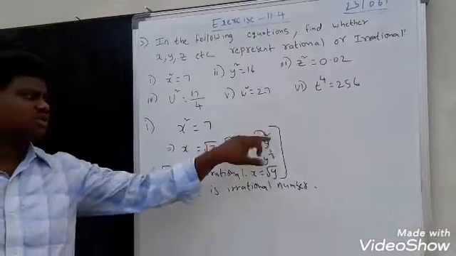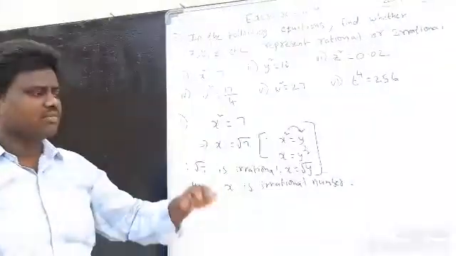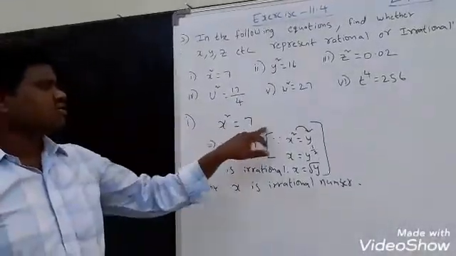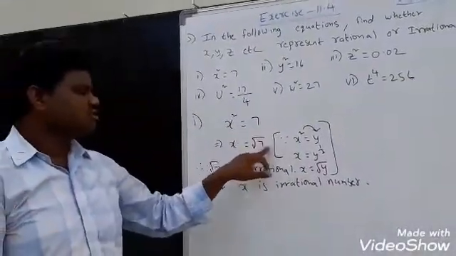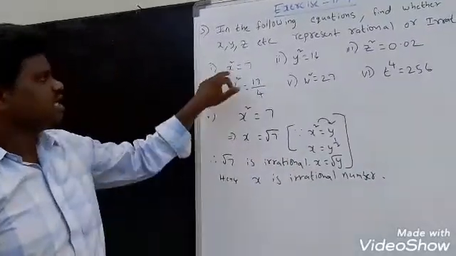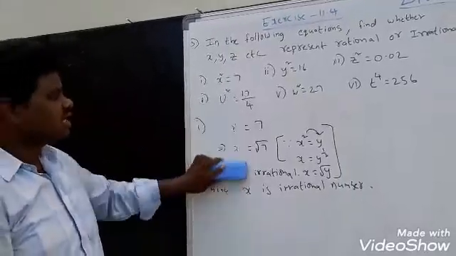That means the power shifts to its reciprocal: 2 becomes 1 by 2, 3 becomes 1 by 3. So here, x square equal to 7 means x equals root 7. Already we know root 7 is irrational. That's why x is an irrational number.